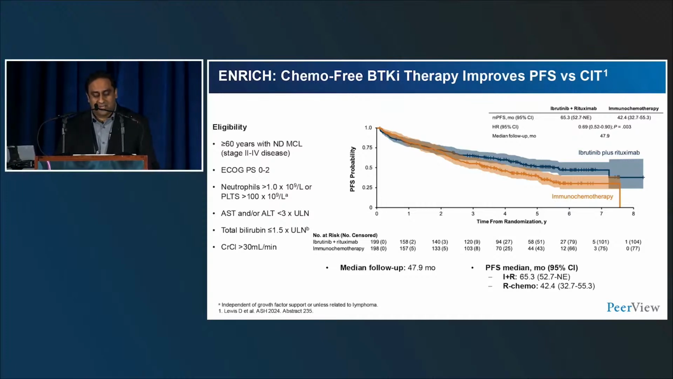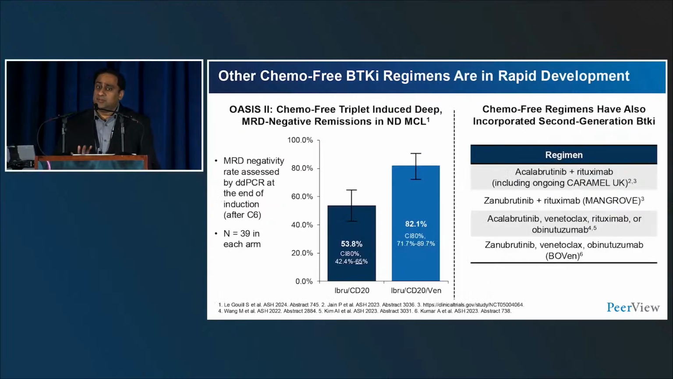This is looking at some of the future regimens that are being developed, and there are now triplets being developed in mantle cell lymphoma as well. So what happens in CLL slowly often follows in the world of mantle cell lymphoma. You can see here that this triplet from OASIS, where you use ibrutinib with a CD20 antibody and venetoclax, leads to high rates of MRD negativity. And again, we believe that MRD negativity may not correlate with cure, but does correlate with a durable progression-free survival, a durable response.